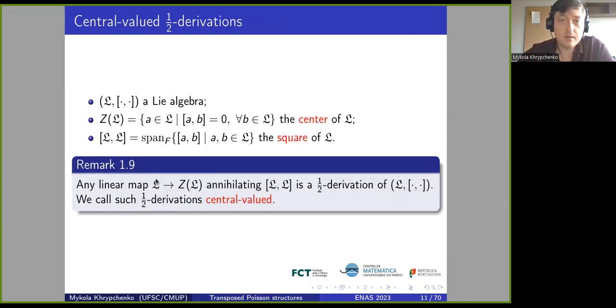Okay, another class of half derivations, I will call them central valued half derivations. So let us denote by Z(L) the center of the Lie algebra, and I use the usual notation L² for the square of the Lie algebra. Any linear map with values in the center that annihilates the square is a half derivation. In fact, it is a delta derivation for any delta. In particular, it's a half derivation. I call them central valued.